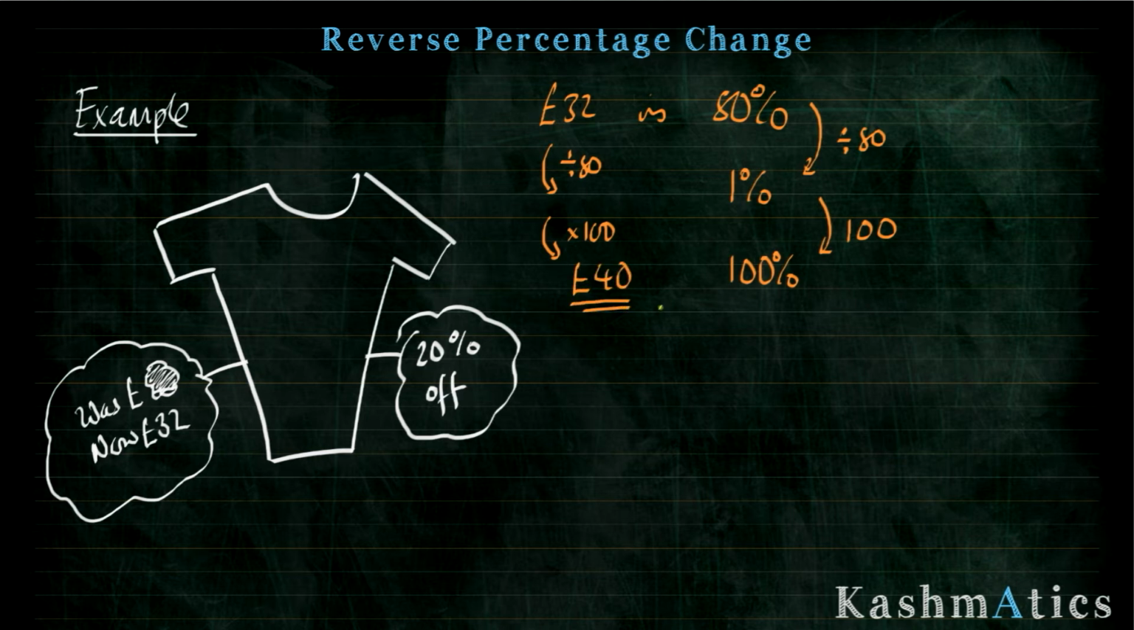All right. Let's check to see if that's right. 10% of £40 is 4, 20% is 8, and if I was to take 8 off 40, that would reduce it by 20%, and I would end up with £32.